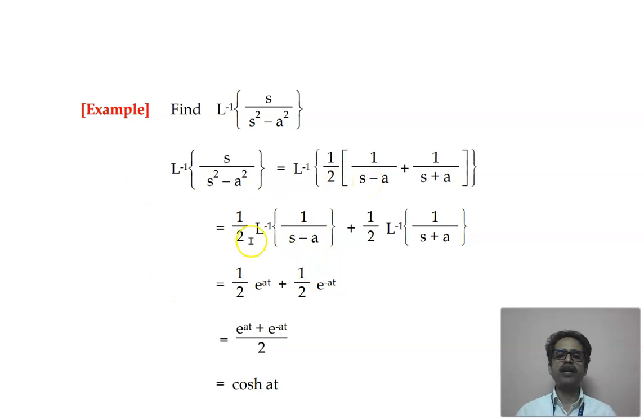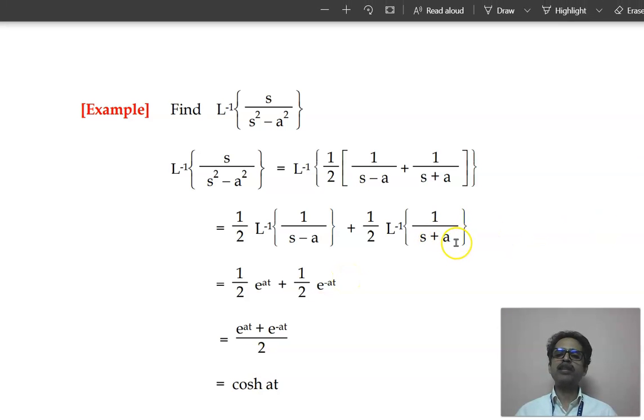When you apply the linear property, you will find the first term became 1 upon 2, and the inverse Laplace transform of 1 upon s minus a is e raised to at, while the second term became 1 upon 2, and the inverse Laplace of 1 upon s plus a is e raised to minus at. Adding these two terms, we can have this, which is nothing but cosh of at. So in this way, we have shown that the inverse Laplace transform of s upon s square minus a square is cosh of at.